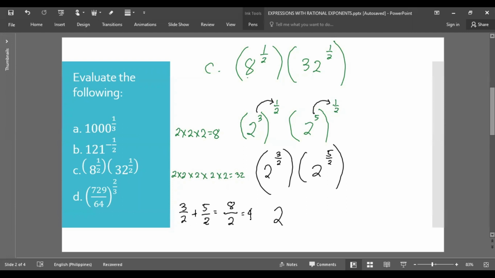Therefore, the result is 4. So we now put here 4. Can we still simplify this? Yes. 2 raised to 4 is 2 times 2 times 2 times 2, which is equal to 16. So this is now the answer in letter C.